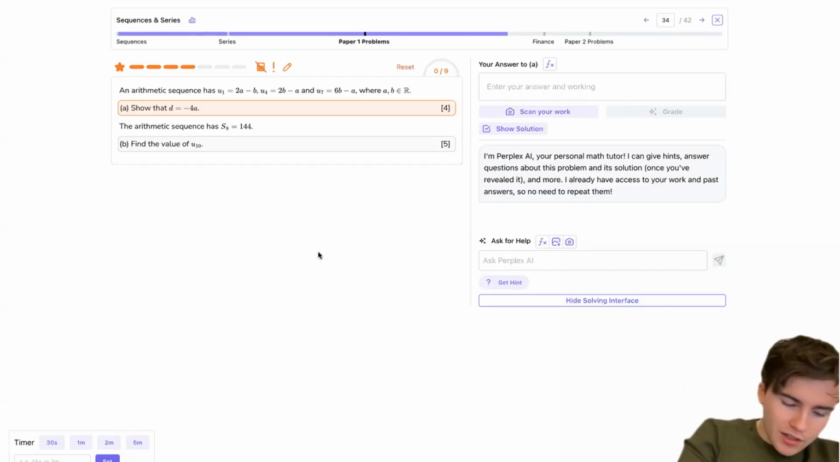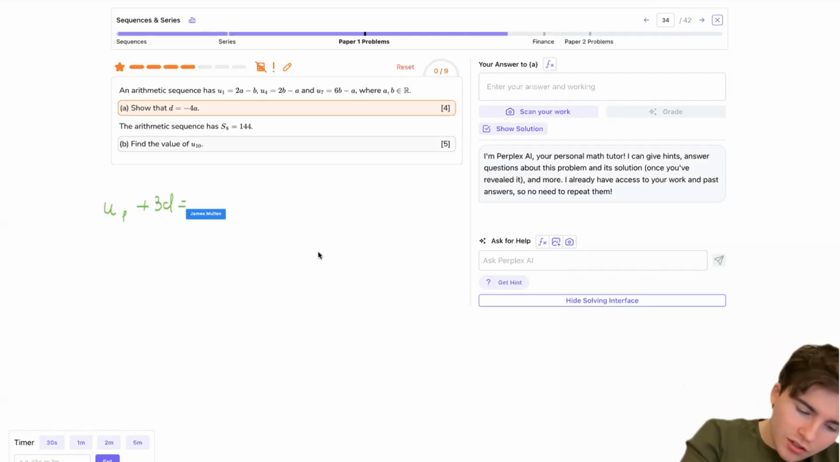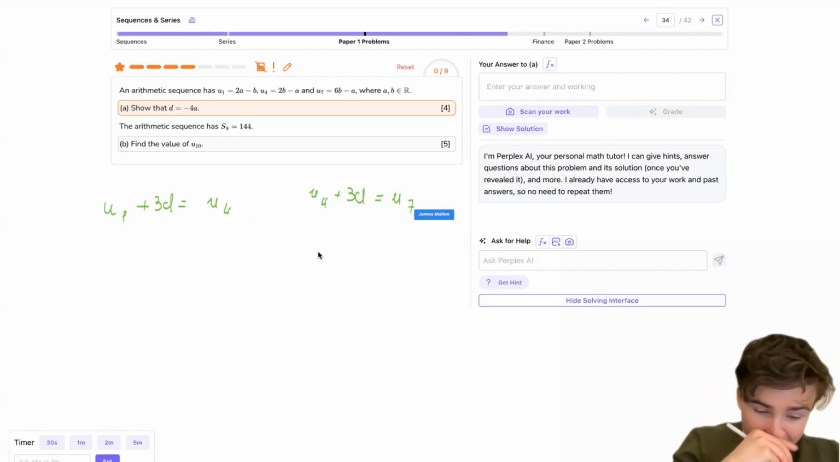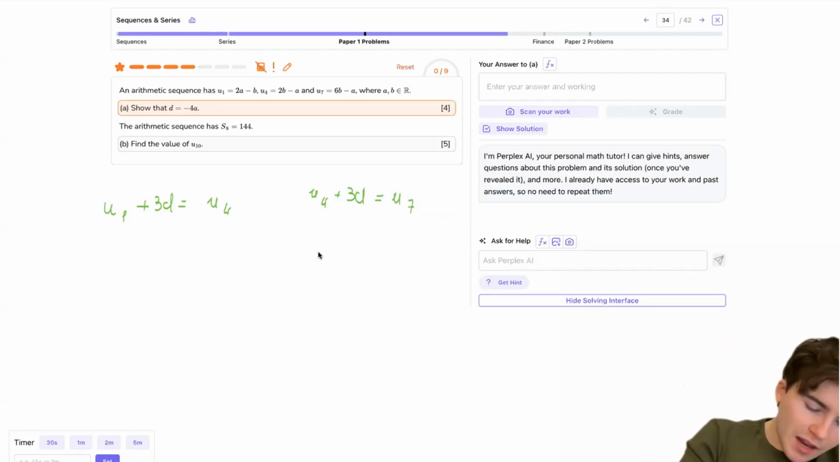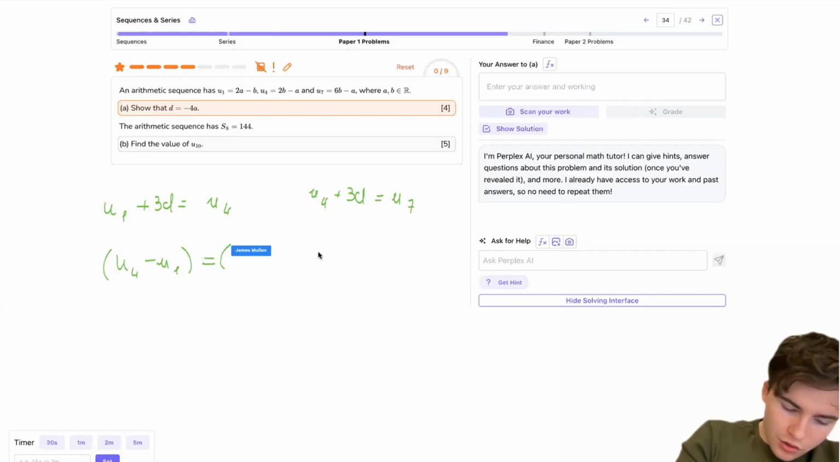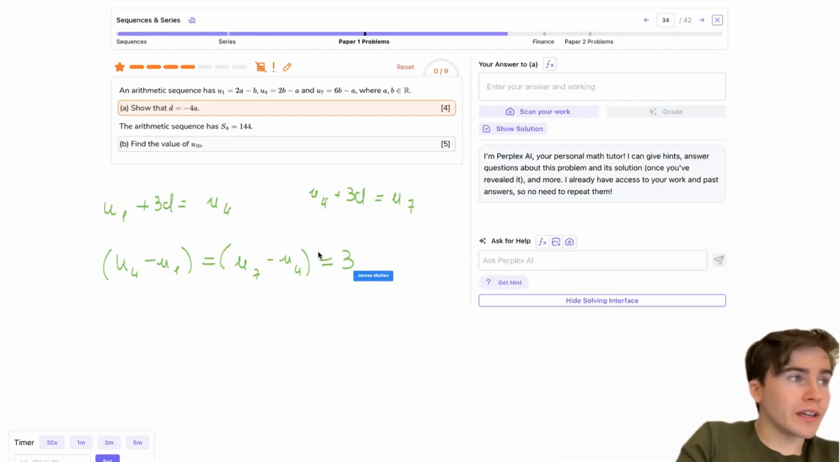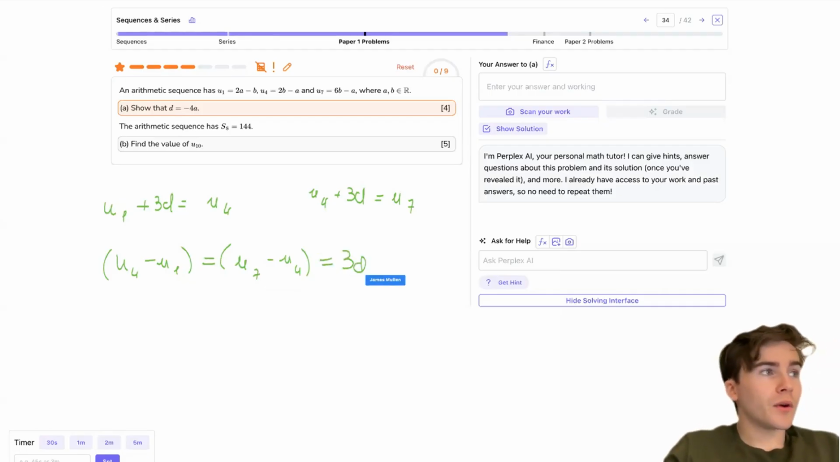So I know, for example, that u1 plus 3d is equal to u4, and u4 plus 3d is equal to u7. Okay? So that means the difference between u7 and u4 and the difference between u4 and u1 is the same. So u4 minus u1 equals u7 minus u4, which is equal to 3d. Okay?